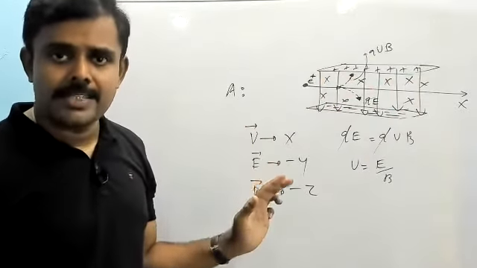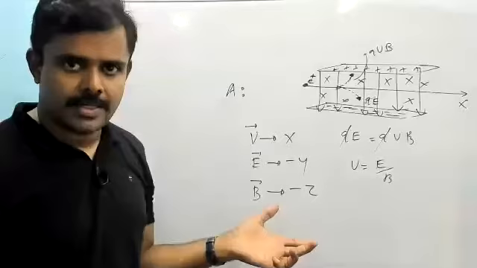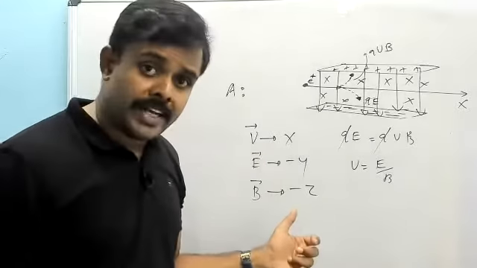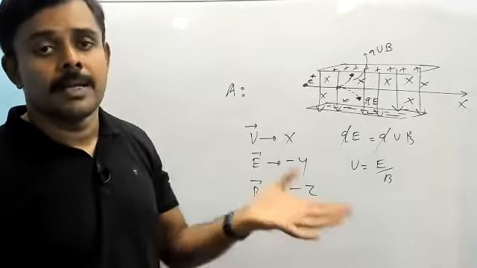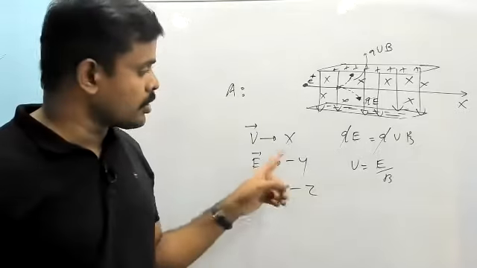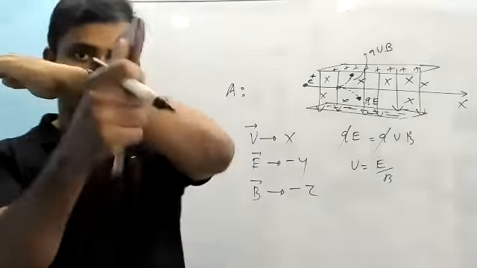If one is on the x-axis, the other two are on the y and z axes. Understood? If the particle is moving in the y direction, the electric field is in the x direction and the magnetic field is in the z direction. These are called crossed fields.